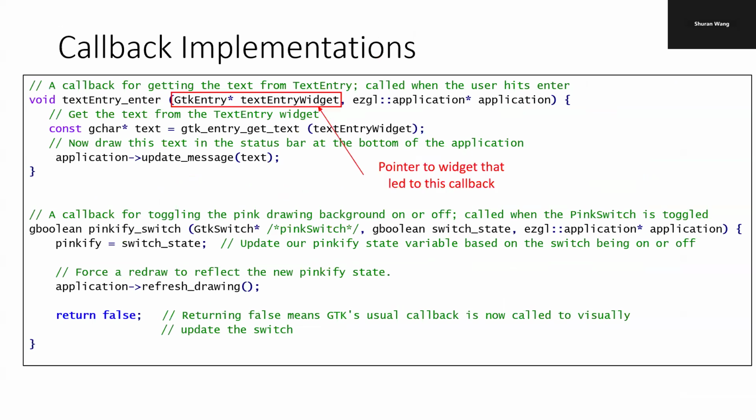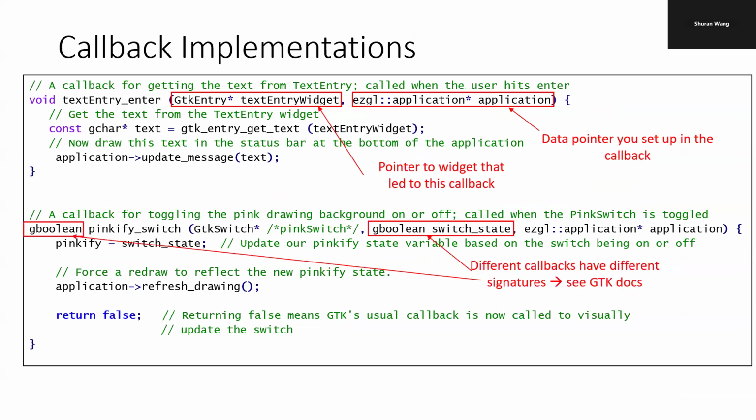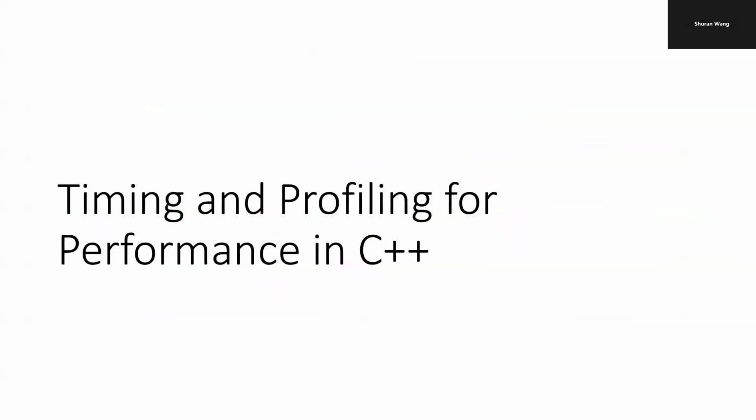Inside our callback function, the first one is always the pointer to the widget. The second one is the data pointer you set up. And for each different widget, there might be different callback functions with different returns and states parameters. And that's it for the first part.